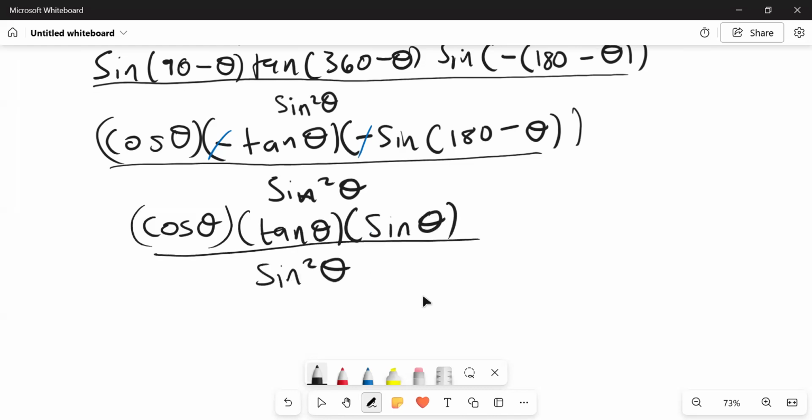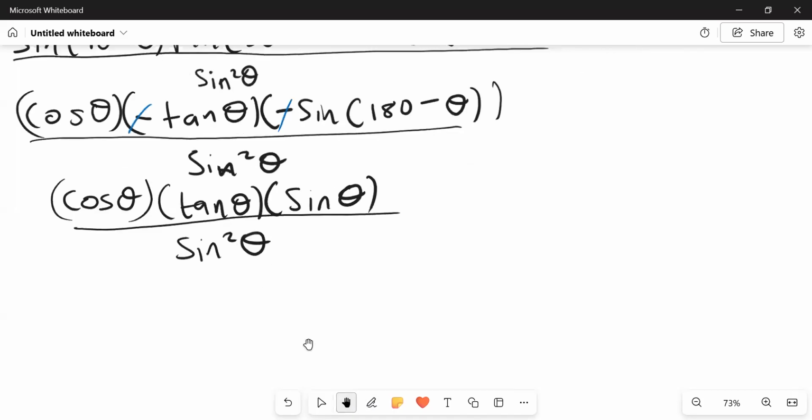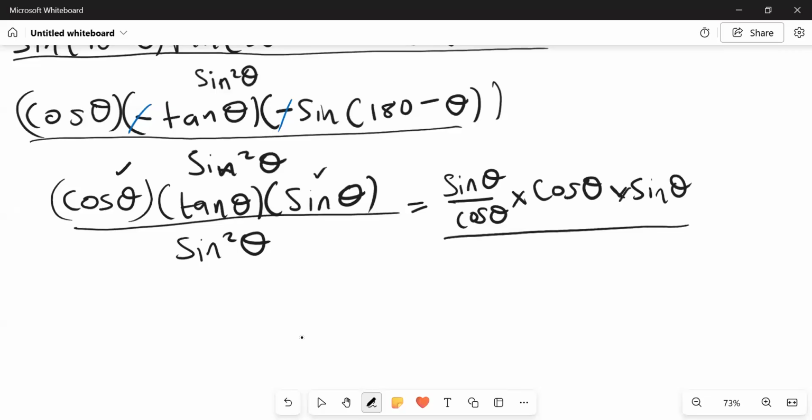Okay, let's change tan into sine and cos. So your tan would be your sine theta divided by your cos of theta. Then I'm writing this cos, that cos there, multiplied by cos, and then my sine multiplied by sine theta, all divided by sine squared theta.